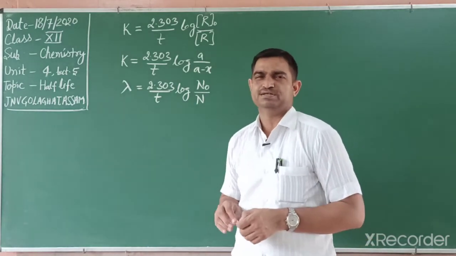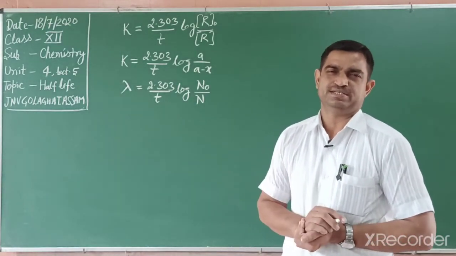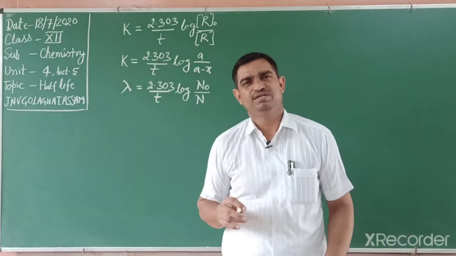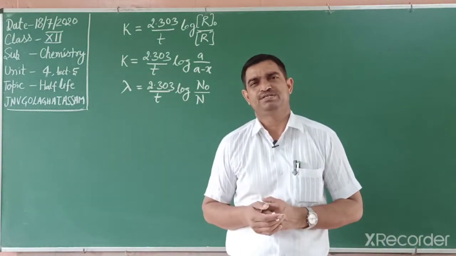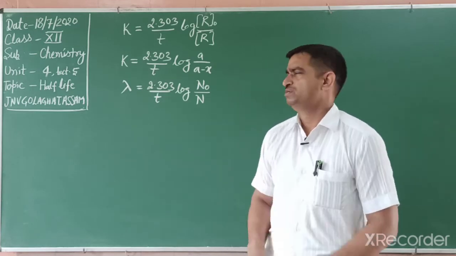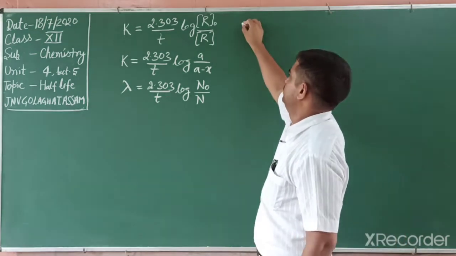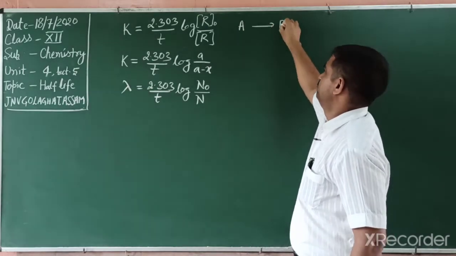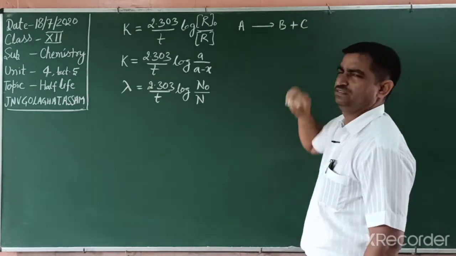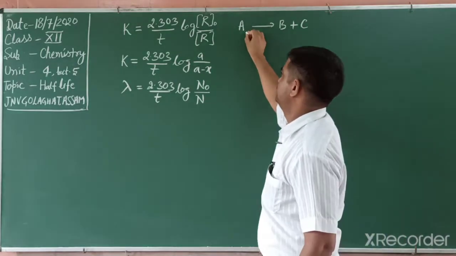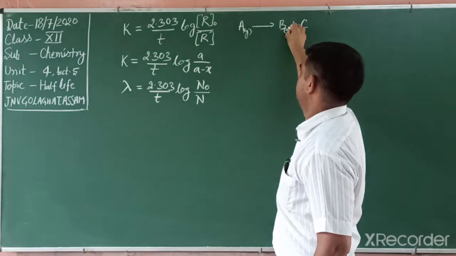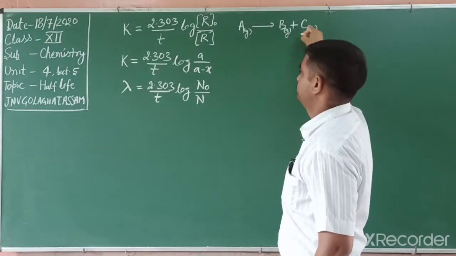If all the reactants and products are in the gaseous state, then how can we write the equation? In that case only pressure is given, partial pressure and total pressure. For a typical reaction, suppose A converts into B plus C. A is a gas, B is also gaseous and C is also gaseous.